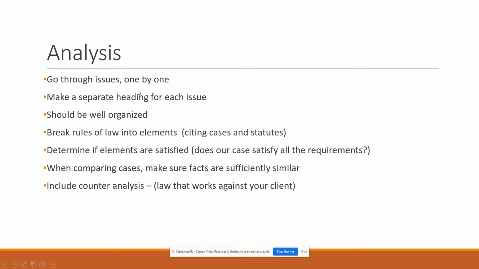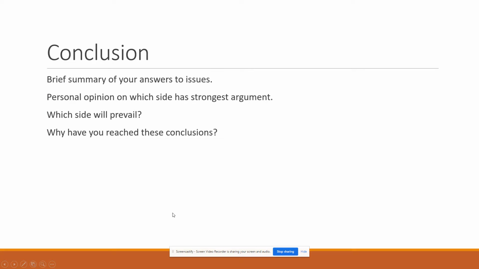Okay, so in your analysis, you're going through your issues one by one. You're going to make a separate heading for each issue so that it's well organized. You break your rules of law into elements, and then you determine if the elements are satisfied. So for this law to apply, these 4 things need to be present. And in our facts, only 3 of them are present. Go through them one by one. And that's how you show whether this case applies and what the law is. Now, if there's law that works against your client, bad stuff, include that as well. We call that counter analysis.